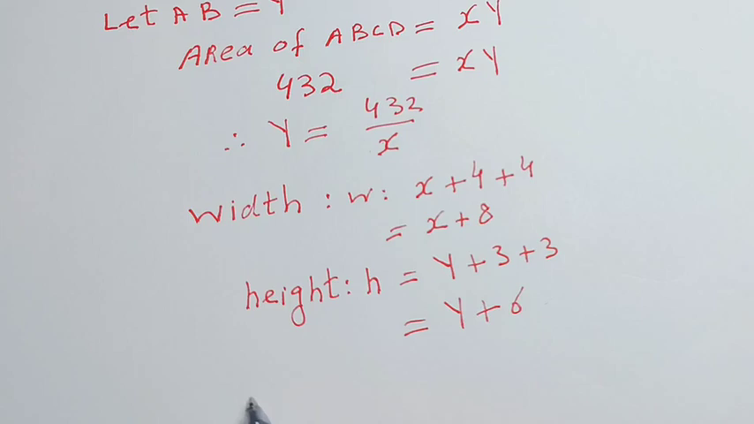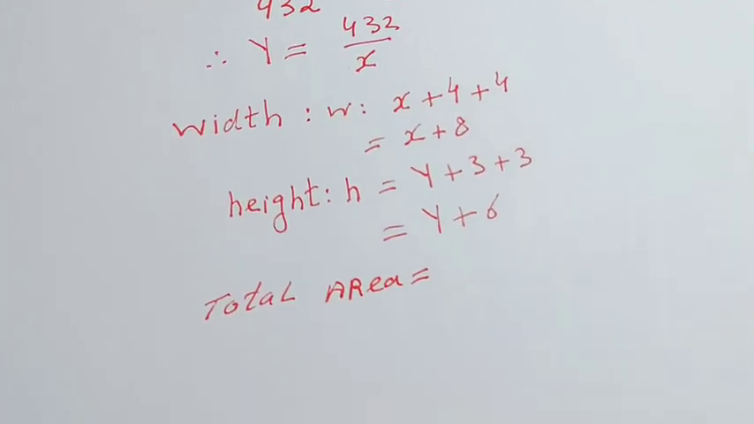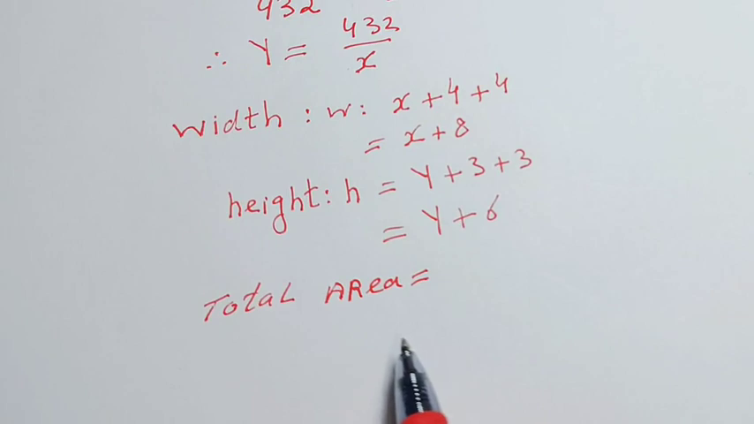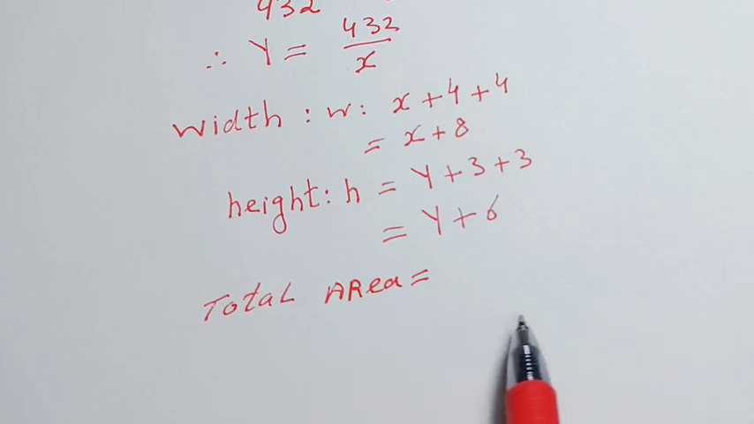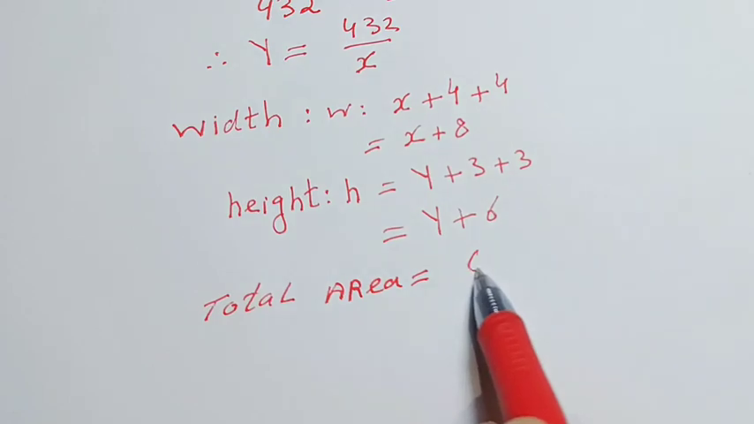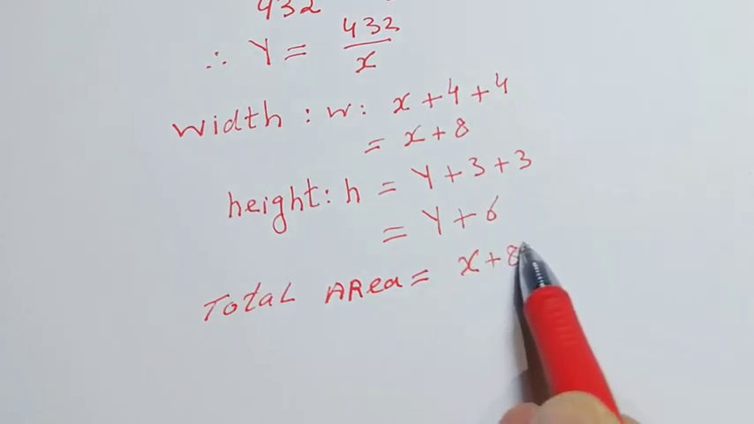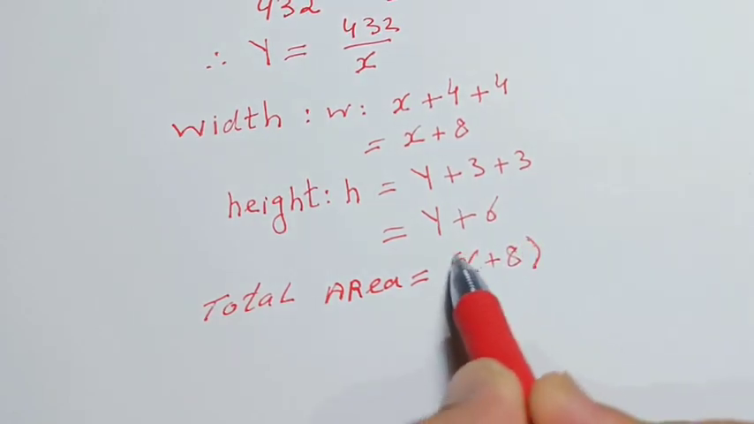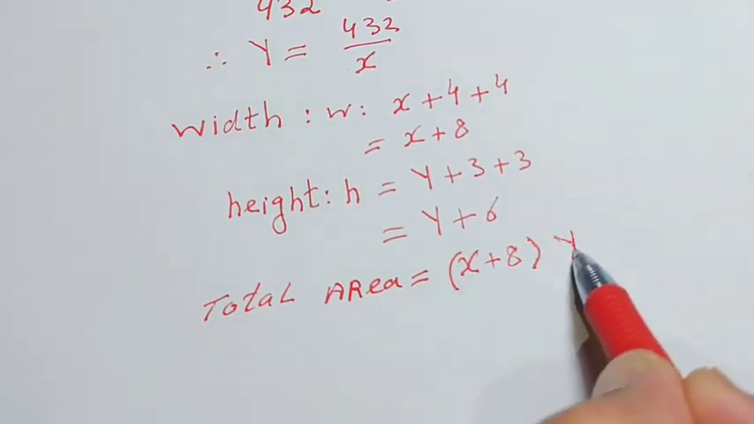Now the total area is for the entire page. We need to find again length times breadth, also a rectangle shape. So that's the formula for the area of the rectangle. It's length times breadth, which means x plus 8 multiplied by y plus 6.